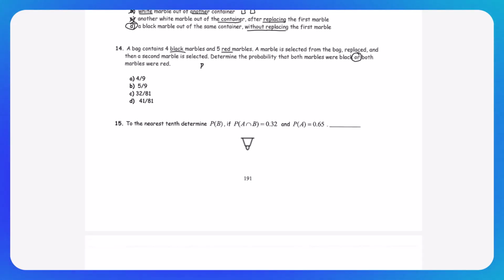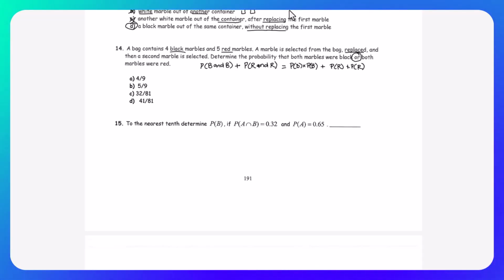The first case, probability is first one's black and then the second one is black. Notice here we have replacement, so these are independent events. And then because it's or, we have to do the or of the second case, which is the probability that it's red and then red. So both are red. Well, let's look at what we have. We need the probability of the black times the probability of the black plus the probability of the red times the probability of the red.